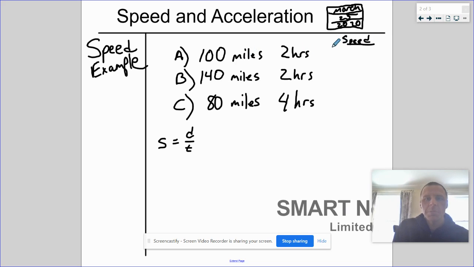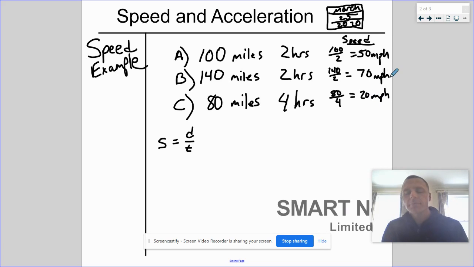So for instance, the speed in part A is 100 divided by 2, which is 50 miles per hour. In part B of the trip, we traveled 140 miles in 2 hours, so the speed in that part of the trip is 70 miles per hour. And in part C of the trip, we traveled 80 miles in 4 hours. So that's 20 miles per hour. So we have 3 different speeds for each section of the trip. These speeds are actually called instantaneous speeds because those are speeds at any given moment of the trip.